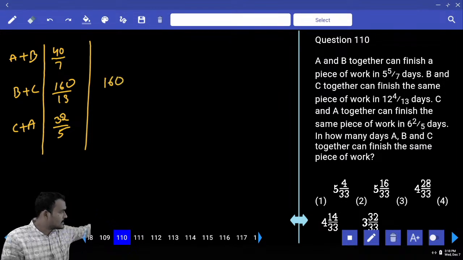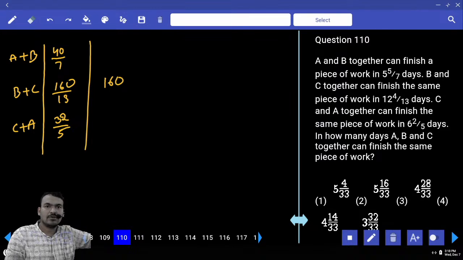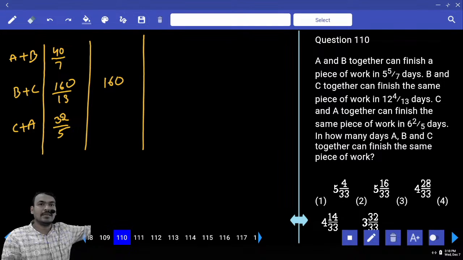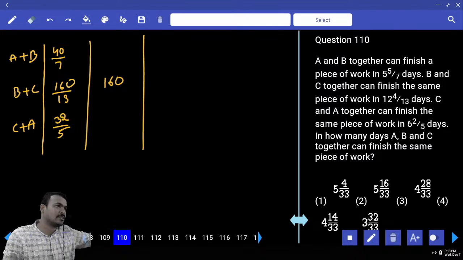But HCF of 7, 13, 5. All are different numbers, or not? What is the common factor? 1. Then we write 160 by 1 or not? That is LCM or HCF? LCM of fractions is LCM of numerators by HCF of denominators. What is the numerators' LCM? 160. What is the denominators' HCF? 1. 160 by 1 means we are getting 160 or not?